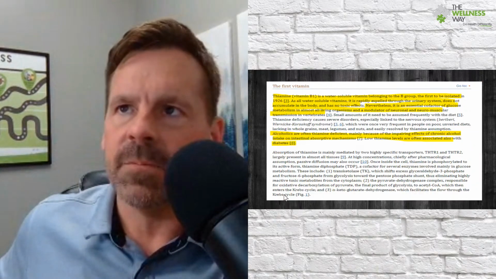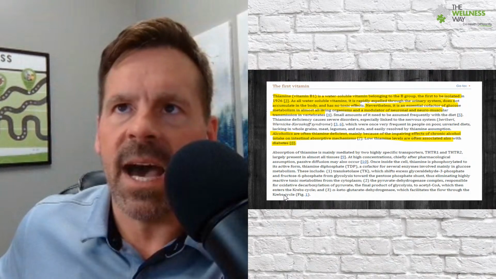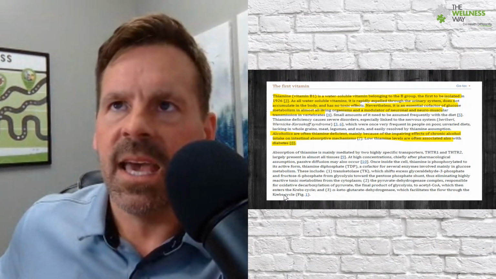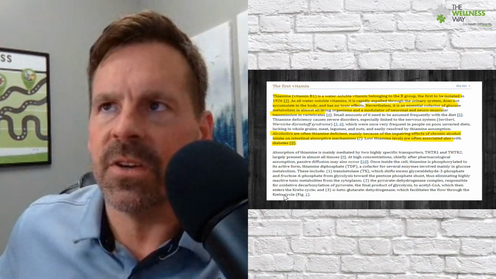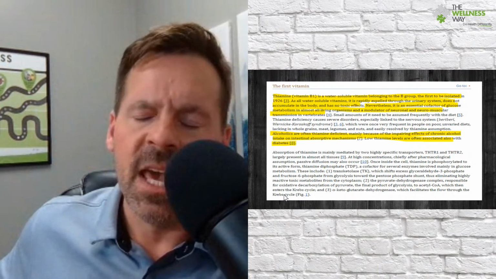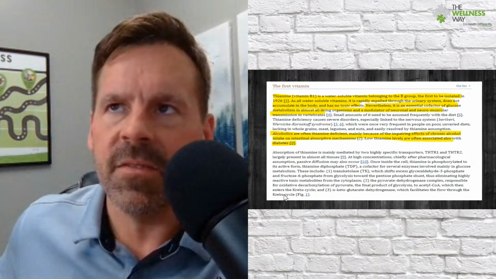So the first vitamin, thiamine, is a water-soluble vitamin belonging to the B group, the first to be isolated in 1926. As with all water-soluble vitamins, it is rapidly expelled through the urinary system. And I know that someone's going to ask me, can I take too much of it? It does not accumulate in the body and has no toxic effects.